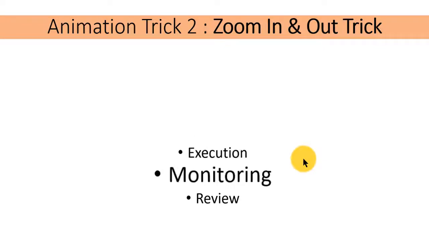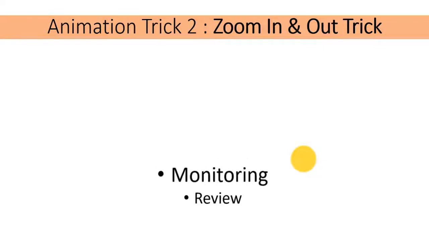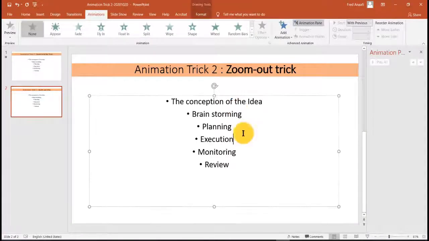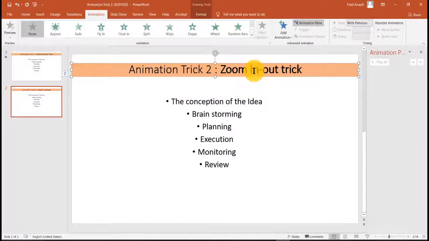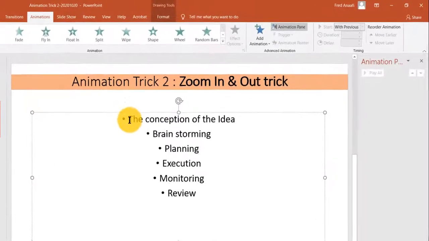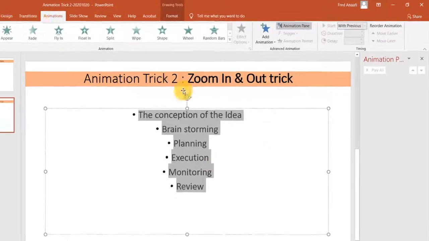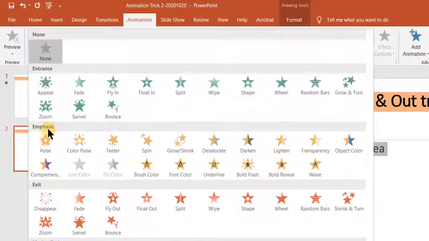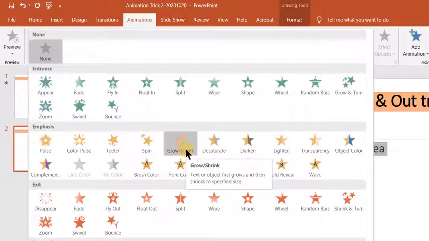This is the trick I want to introduce to you today. Shall we go through the lessons of how to do this? This is our slide and we have our bullet points in here. How do you do the zoom in and out trick? First, you select your points and you move on to animation. You move on to the emphasis, where you have the emphasis. You go to the grow and shrink.